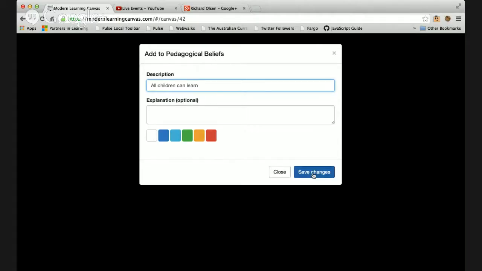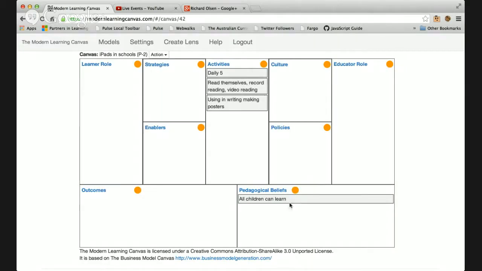And I guess that all children can learn would be one of our pedagogical thinking things. Other people jump in, don't just leave it to Jenny. This is a conversation. All children can learn given time and support. Okay. Jenny, what you were saying is they're using the iPads to learn to read and write, rather than reading and writing to learn at this stage. Yes.